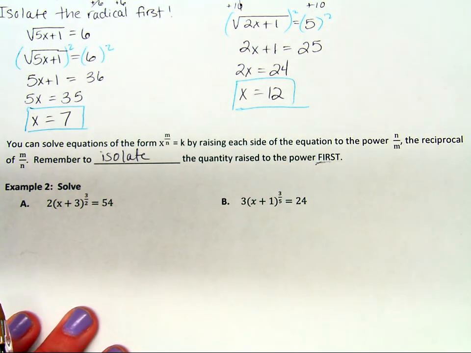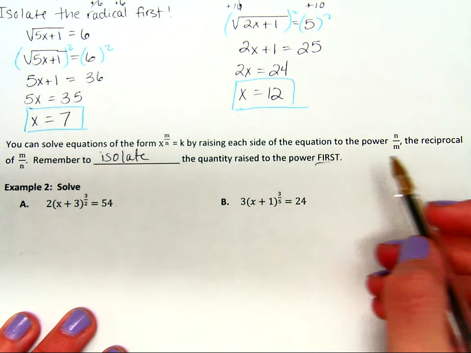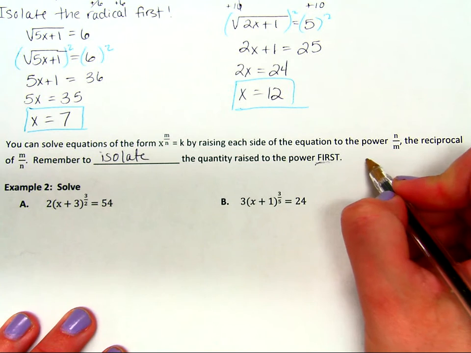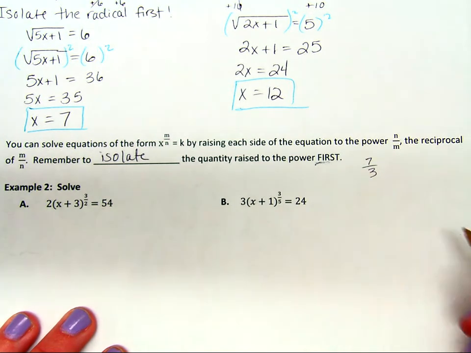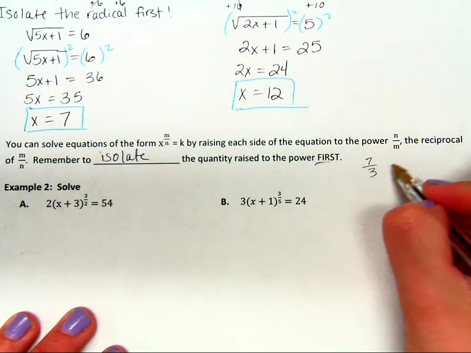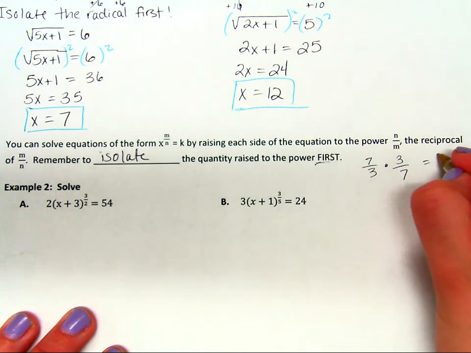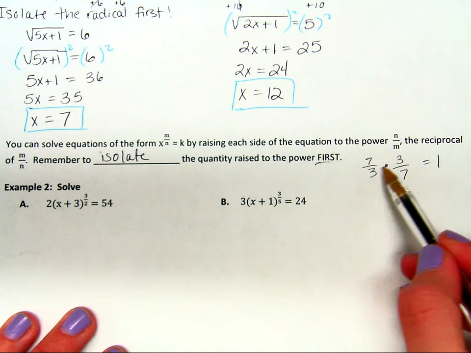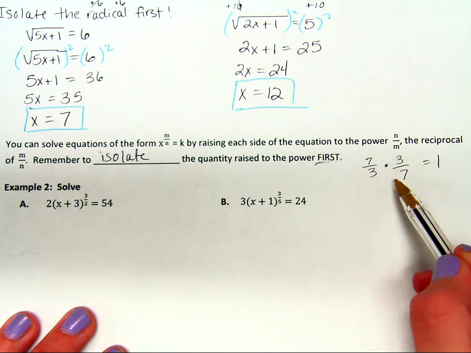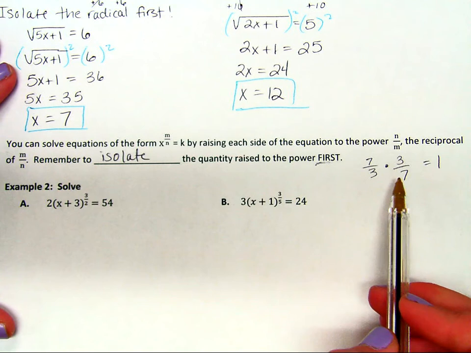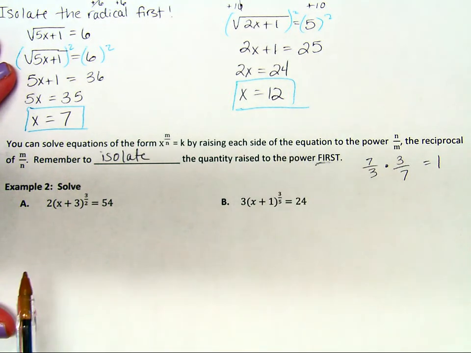Okay, so the basic idea of this is, we'll just have a little sidebar over here. If I have, let's say, 7/3, if I take that fraction and multiply it by its reciprocal, 3/7, when I multiply two reciprocals together, I get just 1. So, see, the 3's would cancel out, the 7's would cancel out. I'm just left with 1. Okay, so this is the idea behind this property here.